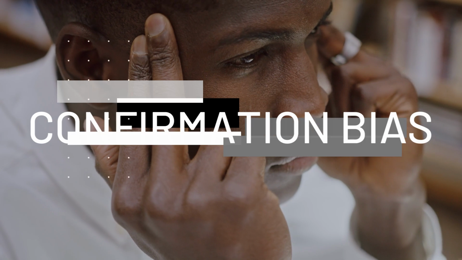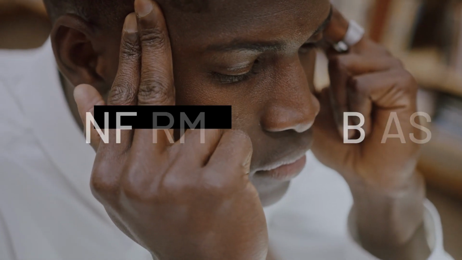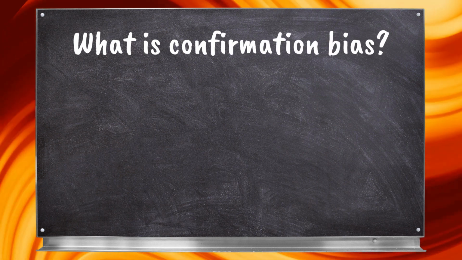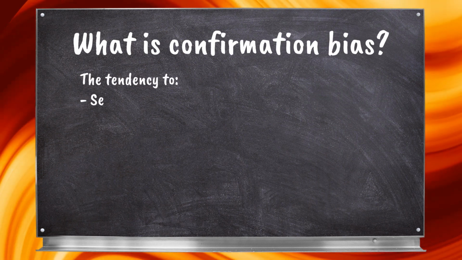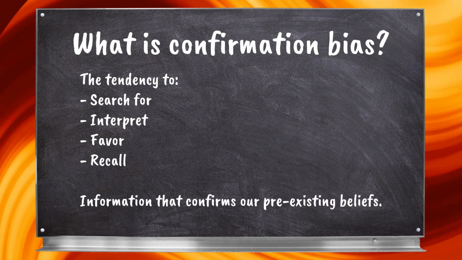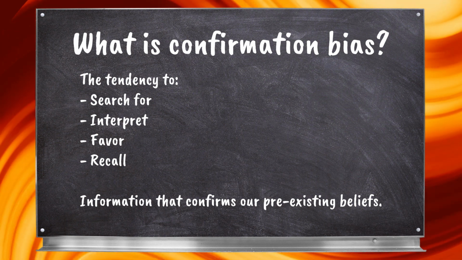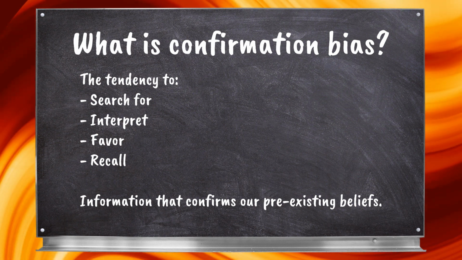thinking and decision making. Today we're kicking off with confirmation bias, one of the most common and pervasive biases. So, what is confirmation bias? In a nutshell, it's the tendency to search for, interpret, favor and recall information in a way that confirms our pre-existing beliefs and hypotheses. It's a human tendency and it can distort our perception of reality.